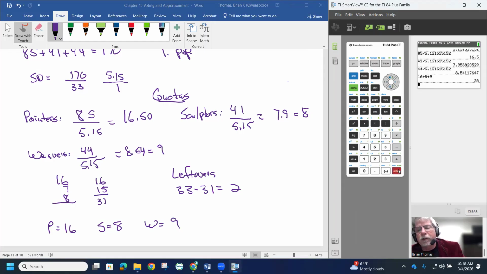So that's how we divvy that out based on the remainders, highest remainder down to the lowest remainder until all the seats are gone. Since there's only two leftovers, we could only assign one more to the sculptors since they had the biggest decimal. But between the painters and the weavers, the 54 was a shade bigger than the 50, so they got that extra seat. So that's Hamilton's method.